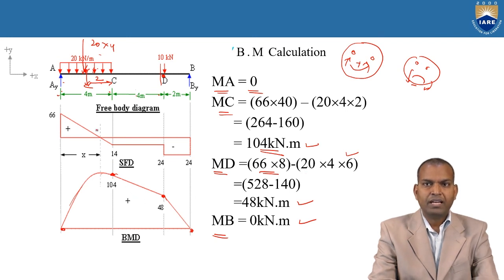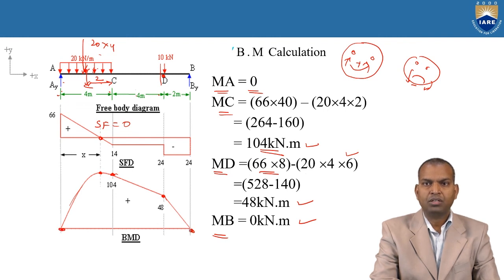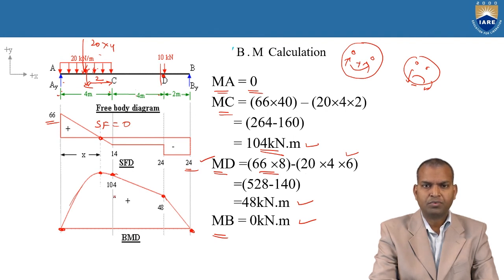Now, wherever the shear force is 0, the bending moment is maximum. In the bending moment diagram, the bending moment value is highest where shear force SF equals 0. At the supports, bending moment values are 0, whereas the shear force values are 66 kilonewtons and 24 kilonewtons. Thus, we have to draw the shear force and bending moment diagrams by using shear force and bending moment sign conventions. Thank you.